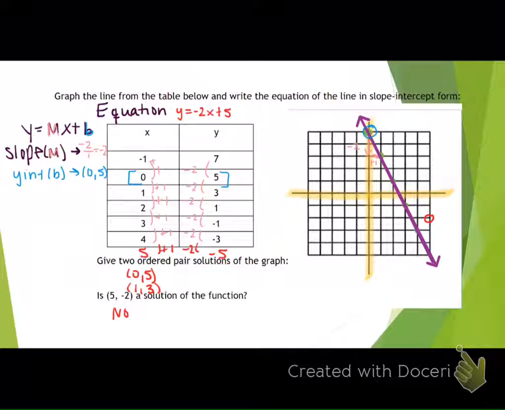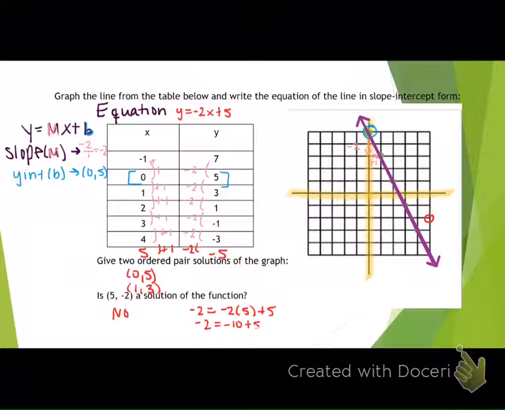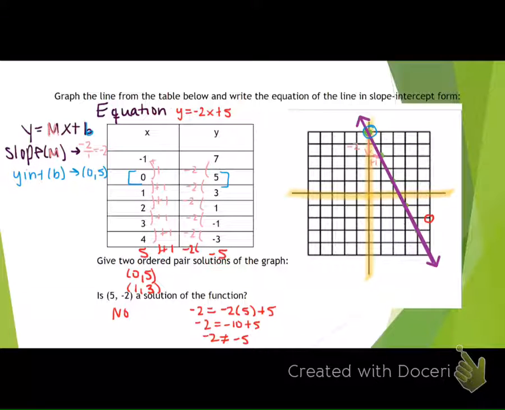Or if we just plug it in and say negative 2 equals negative 2 times 5 plus 5, negative 2 does not equal negative 5, right? You guys see that? So that's 3 different ways you can explain why it's not a solution of this function. What questions do you have there before we do the next one?